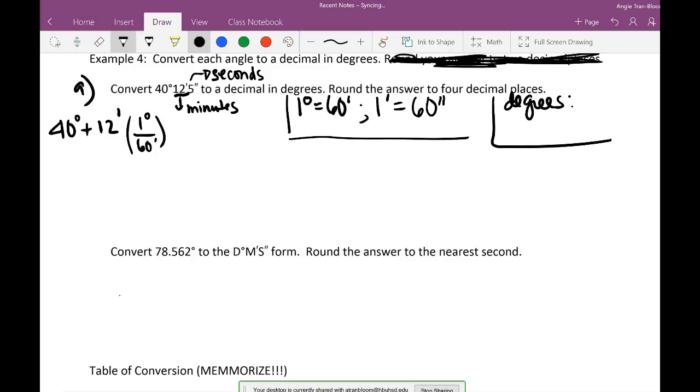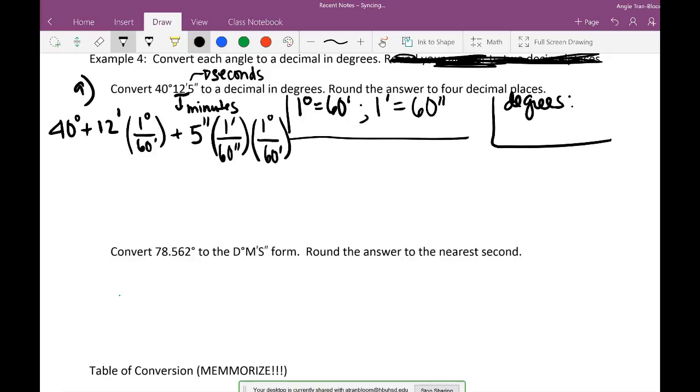What else do I need to convert? The seconds. So to convert seconds, I first have to convert 5 seconds into what? Minutes. So 1 minute is how many seconds? And now I'm in minutes. So now I need to go some more to degrees. What else do I need to do? Yep, multiply by 1 degree over 60.